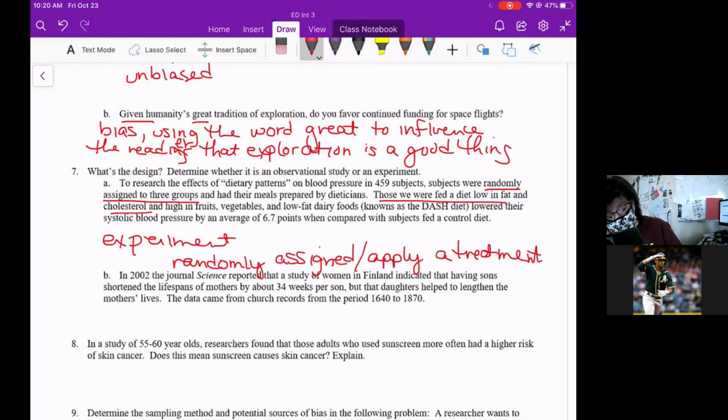In 2002, the journal Science reported that a study of women in Finland indicated that having sons shortened the lifespan of mothers by about 34 weeks per son.